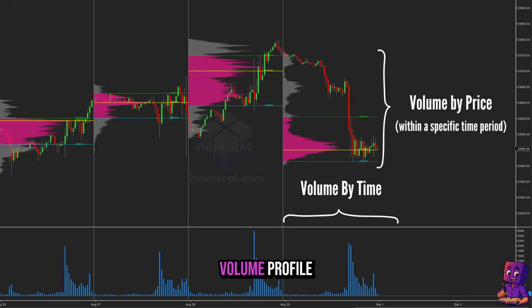So what is volume profile? Volume profile shows the amount of volume traded at each price level over a selected period. Not volume by time, volume by price. Traditional charts show price over time. Volume profile shows volume over price. And that's the difference between chasing price and understanding it.